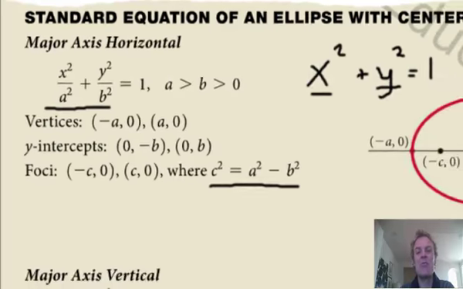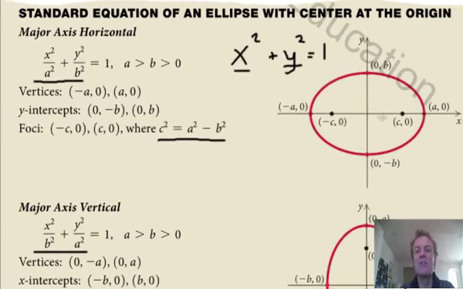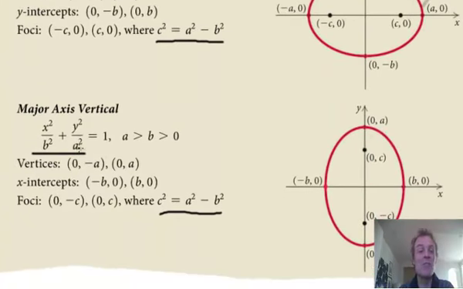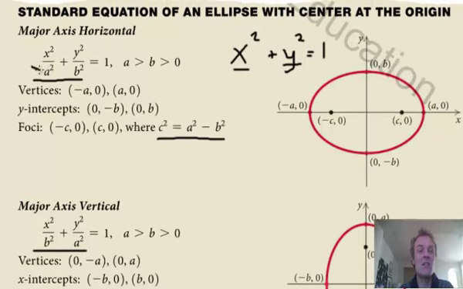Then the denominators. If it's an x-axis direction one, then the bigger number is going to be underneath the x. If it's a y-direction one, the bigger number is going to be underneath the y. So look at that: a squared is here underneath the x. A squared is here underneath the y, because it's a y-direction one. We also have the focus equation. It's based on Pythagoras' theorem. That's how you find the focus. It's just a squared minus b squared, either way.